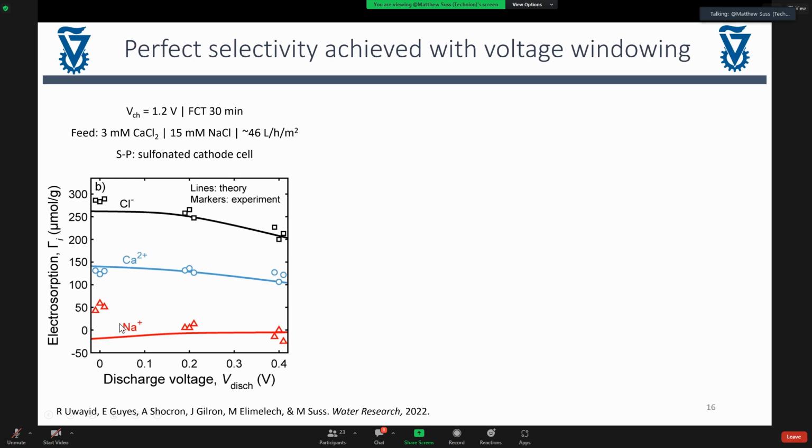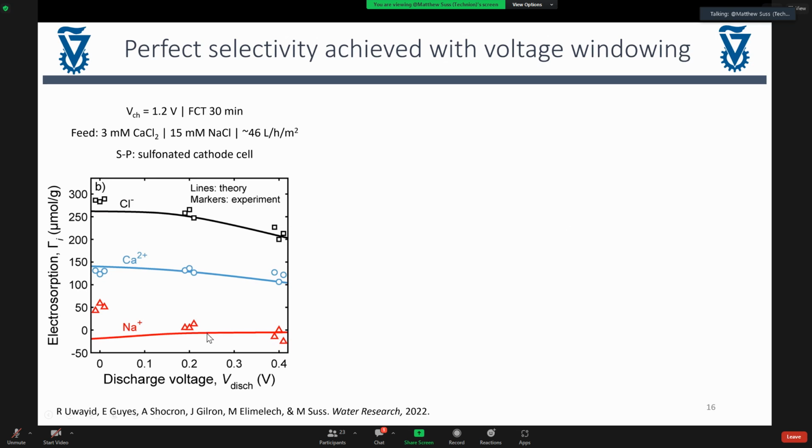And what we saw was that the calcium was stored very significantly, basically between 150 and 100 micromole per gram. But the sodium, especially as we got to these higher discharge voltages, really was not stored at all. So the idea was we were removing calcium, but not sodium, which is a really nice concept, I think, because you're charging your CDI cell and you're removing uniquely the minority species, the calcium, which is 5 times less present than the sodium.